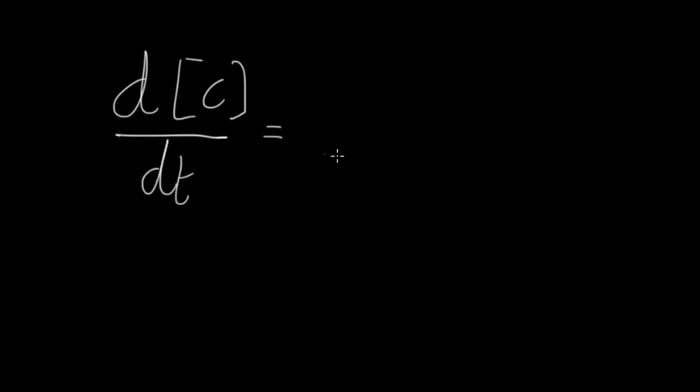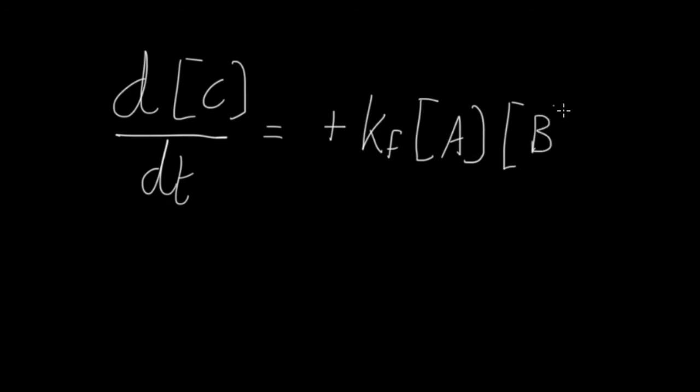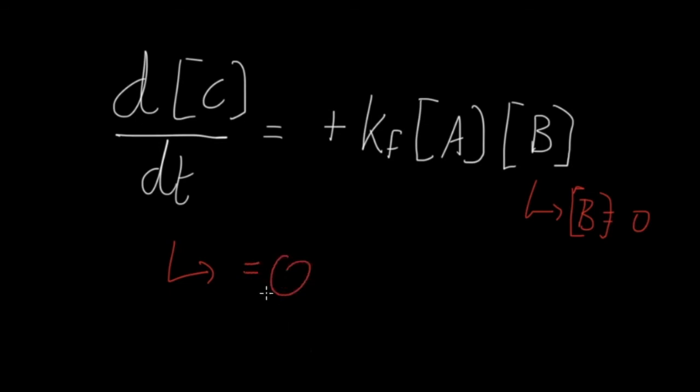So we write this as dC by dt equals plus, because it's being produced in the reaction, Kf for the forward, concentration of A multiplied by the concentration of B. So we multiply them together. So we see that if the concentration of B equals 0, then the rate equals 0 as well. So in this way, it's consistent.